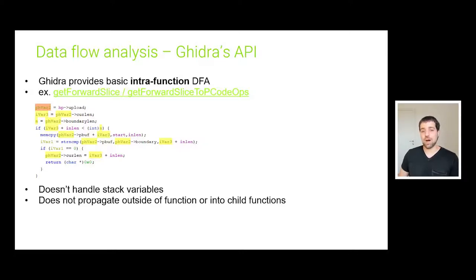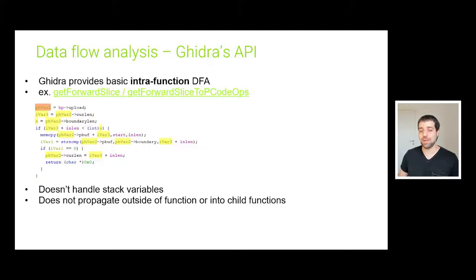First of all, Ghidra itself provides a basic intra-function data flow analysis API. Intra-function meaning it can determine the flow of a variable, but only inside a specific function. Once the variable is sent to a different function, either by calling a child function or by returning the variable as a return value, it will not follow the variable.